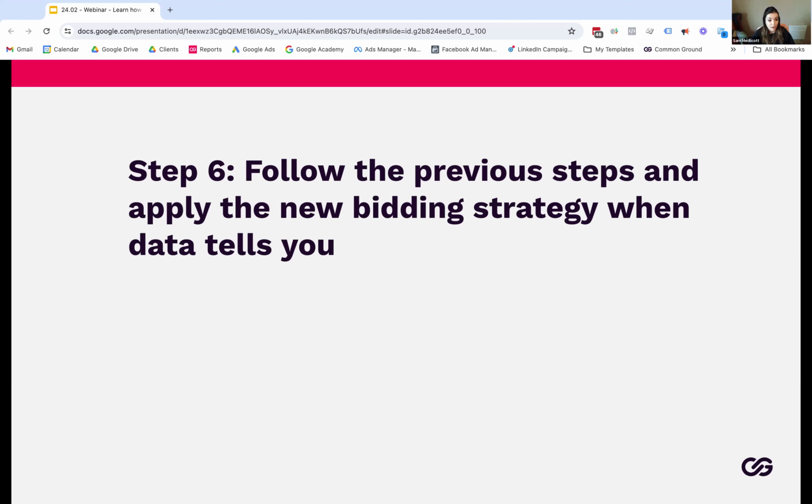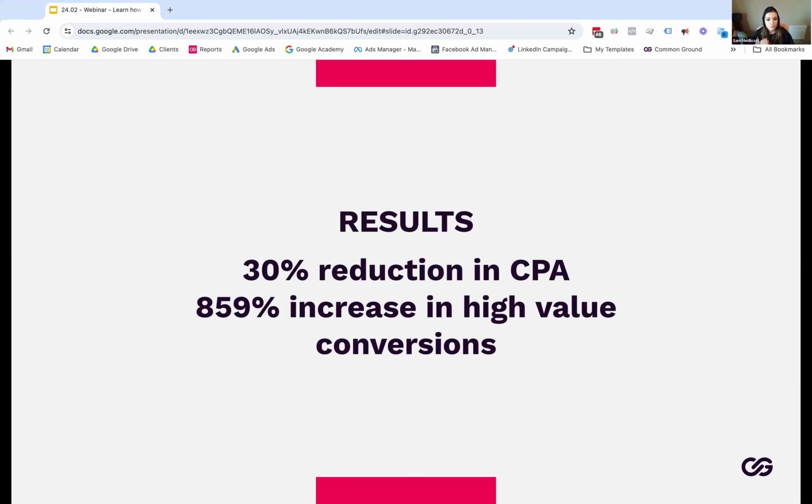You do want to be thinking, how can I make the campaigns work harder? Especially if you've got a tight budget, you want to be able to see like, right, what's going to make the biggest difference? And by following this process, we can see that it can really make big changes to the results. Some of the results I've seen with it is a 30% reduction in the CPA, and over an 800% increase in the high value conversions.